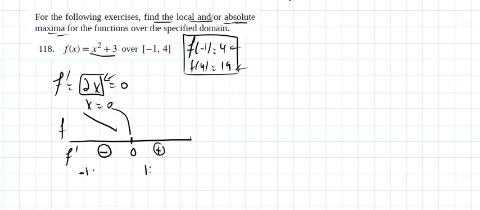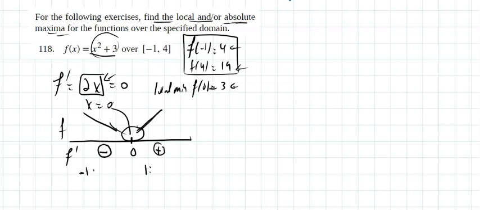Wherever the derivative is positive, the function is increasing. So we have a local minimum. That looks like a minimum, right? We have a local minimum at 0. So f of 0 is 3. And these are the three values I have to compare between.